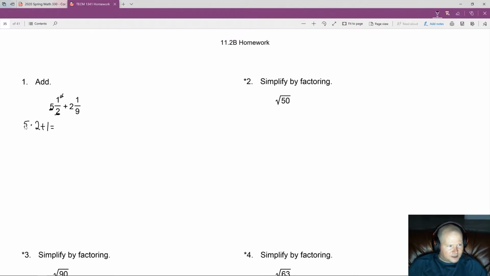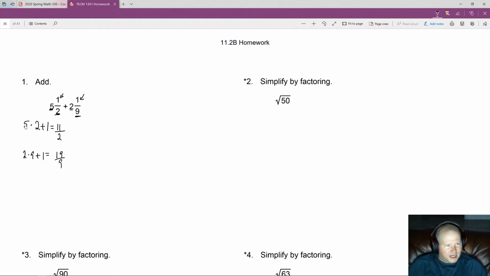Okay, so 5 times 2 is 10, 10 plus 1 is 11, and then we stick it back over the old denominator. Next, I'm going to convert the other one. 2 times 9 plus 1. So it's going to be 2 times 9 plus 1. 2 times 9 is 18. 18 plus 1 is 19. Put 19 over the old denominator, which was 9.